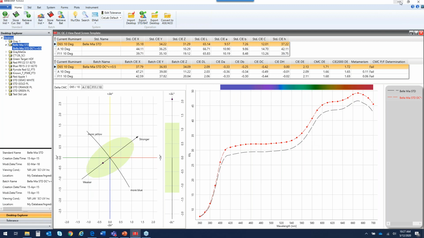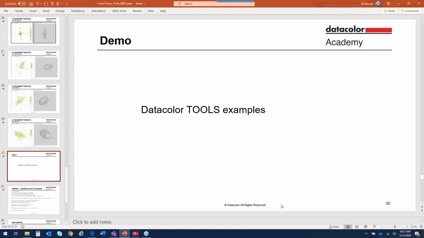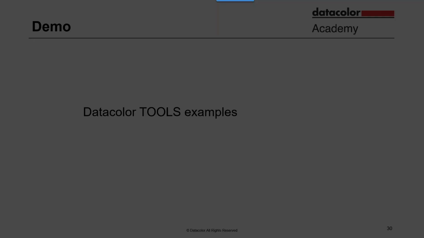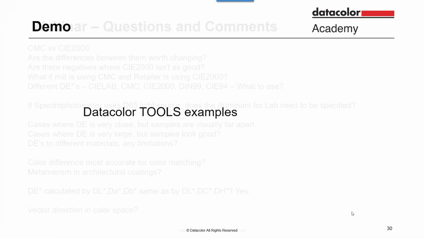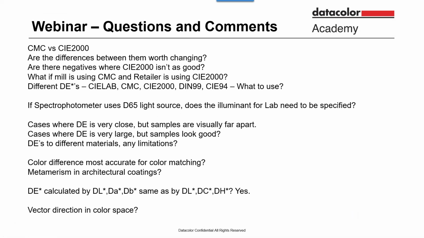Okay, let's go back. And okay, that completes the main part of the webinar. I'd like to go over some of the questions from last week that we can go over right now. There were questions on CMC versus CIE 2000. Along the lines of some of these I'll answer together. There were questions like, are the differences between them worth changing?